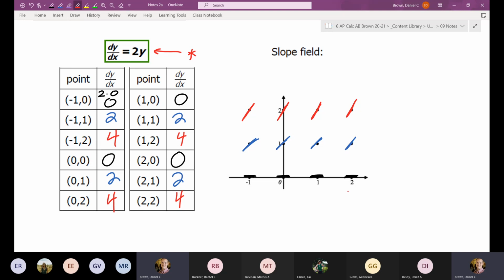What type of function would you guess has a derivative that's equal to 2 times y? Just looking at that slope field, it looks exponential. So something we can start talking about is, hey, this looks exponential. I don't know what y is, I don't know what the original function is, but it's probably going to be some sort of exponential. Eventually we would actually be able to solve it and find the exponential equation. We're not there yet.